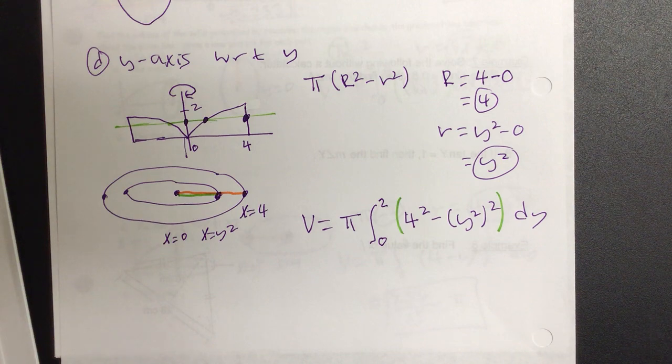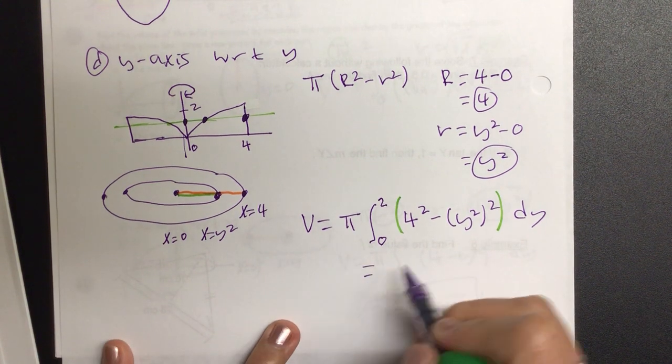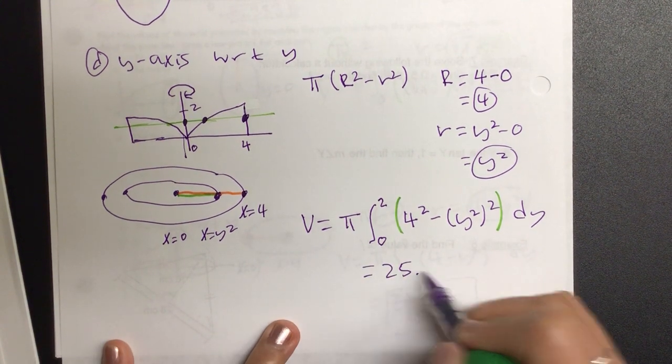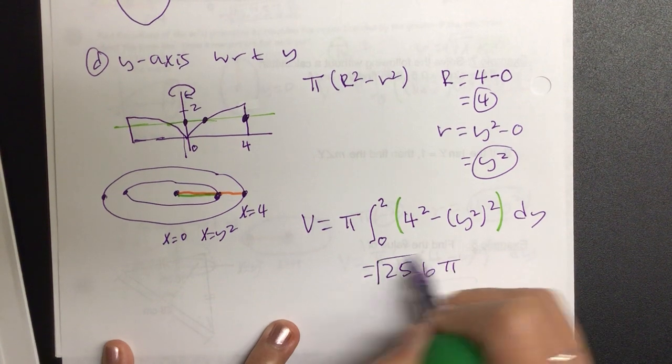Should be 20 something. 25.6. Yep. And was that a clean number? Yes, ma'am. Perfect.